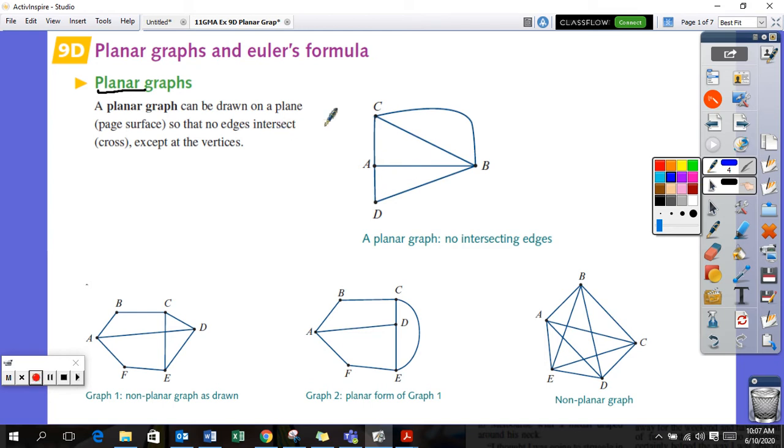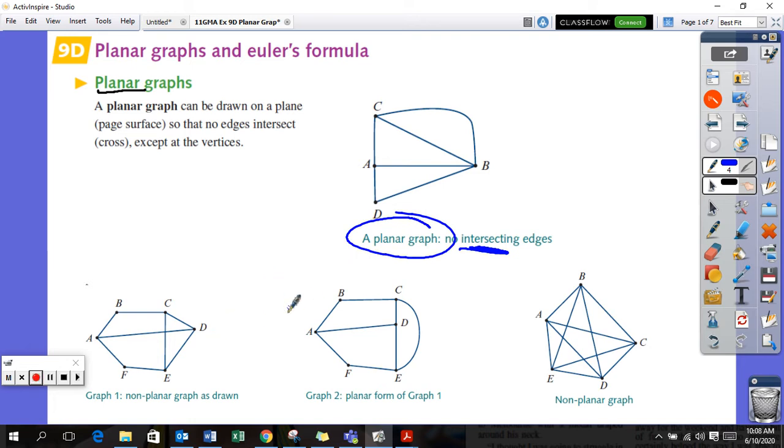So on a planar graph, none of the edges intersect. The only places edges meet are at the vertices. So we can see here we've got 3 edges meeting at vertices C, we've got 3 edges there, a couple of edges there, and we've got 4 edges at B, but there's no crossing over. So there's no intersecting edges. So this is a planar graph.